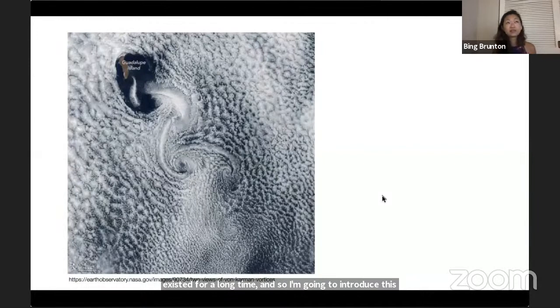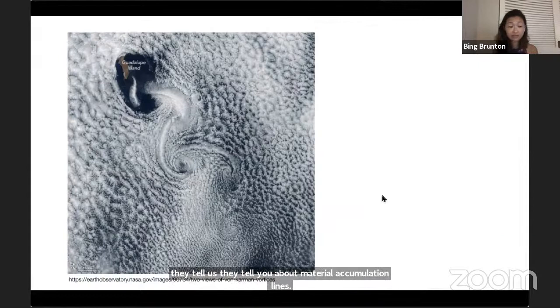It's a little hard to gain intuition, so a lot of what I'll do in this brief presentation is try to gain a little more intuition about what these analytic methods actually tell you. One way of thinking about what they tell you is that they tell you about material accumulation lines. These material accumulation lines are really, really common, and you can visualize them even from space.